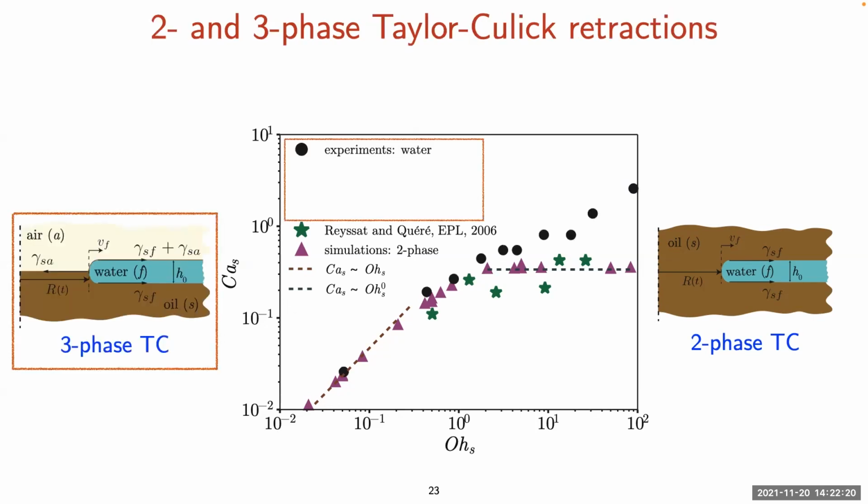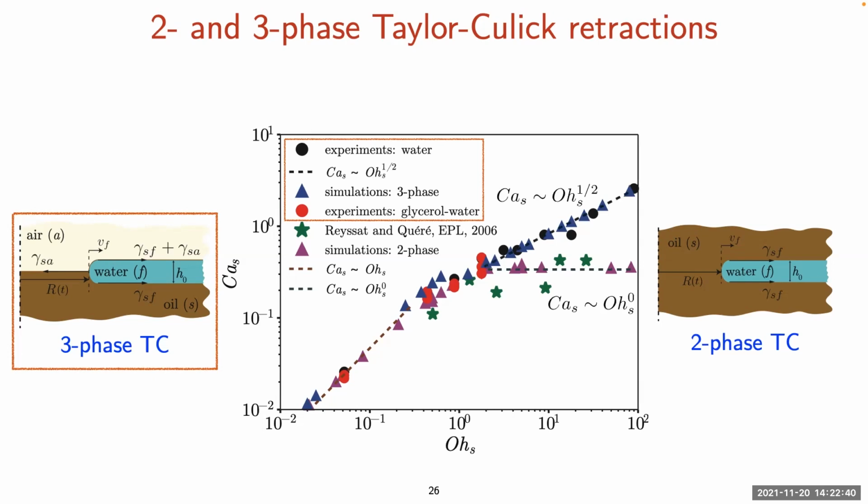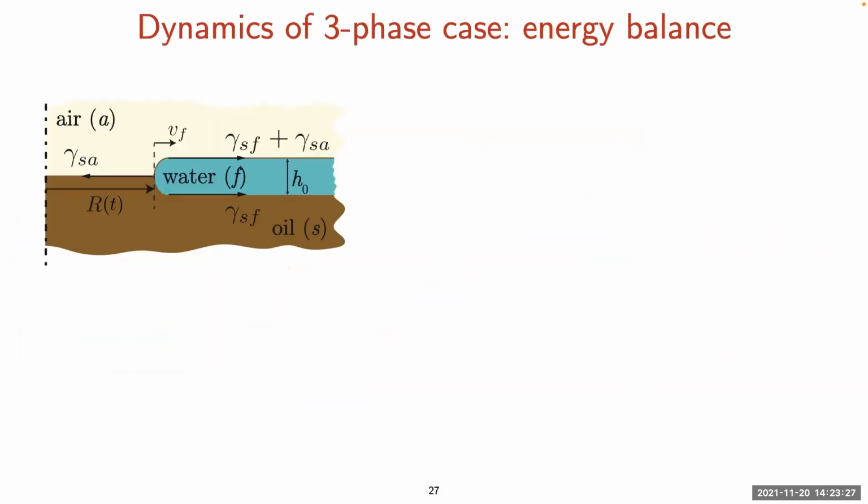Now we plot our experimental data points for the three-phase Taylor-Culick retraction, and these are the black data points here. We also did some experiments with water glycerol, and they also are shown here. And our numerical simulations for the three-phase Taylor-Culick retraction agree very well with our experimental data points. We also identify a new scaling regime here where the capillary number scales as the Ohnesorge number to the half. So to understand the dynamics, we look at the energies here.